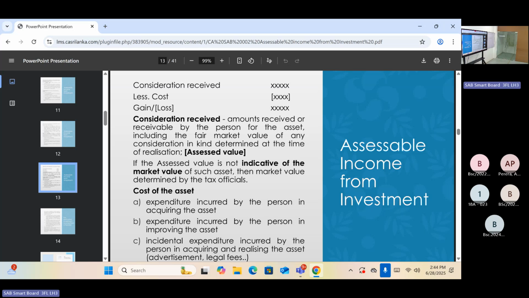Why I told you? Because this tax was introduced from 1/4/2018 onwards. But the market value date is 30th September 2017. So after how many months? 30th September 2017 to 1/4/2018 is 6 months, right? 6 months prior to the implementation of the tax.